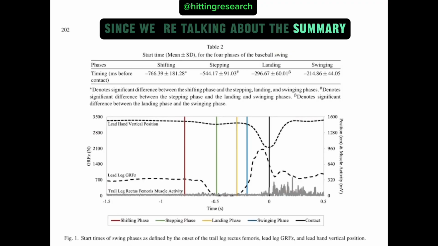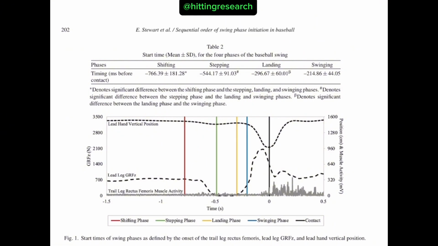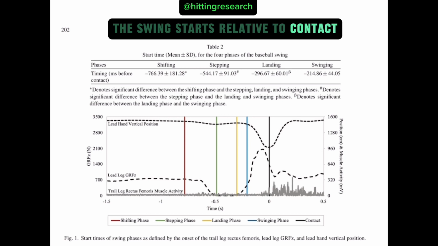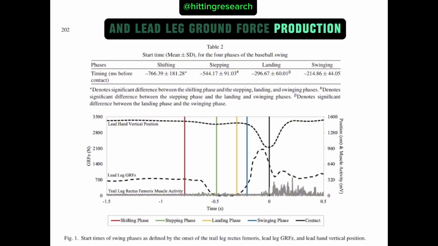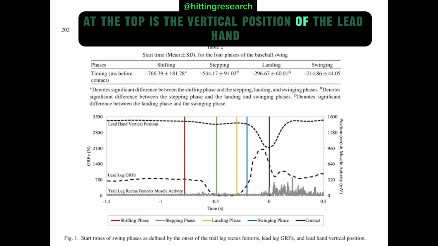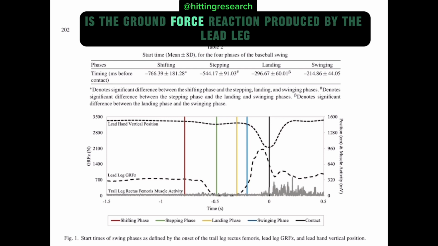Since we're talking about the summary, I want to show this graph, which I think does a very nice job depicting the summary of what happens in the study. The timelines are on the top of the graph, which show the different time that each phase of the swing starts relative to contact. The graphic in the middle shows the relationship between movement of the hands and lead leg ground force production. The dotted line at the top is the vertical position of the lead hand, and the dotted line on the bottom is the ground force reaction produced by the lead leg.